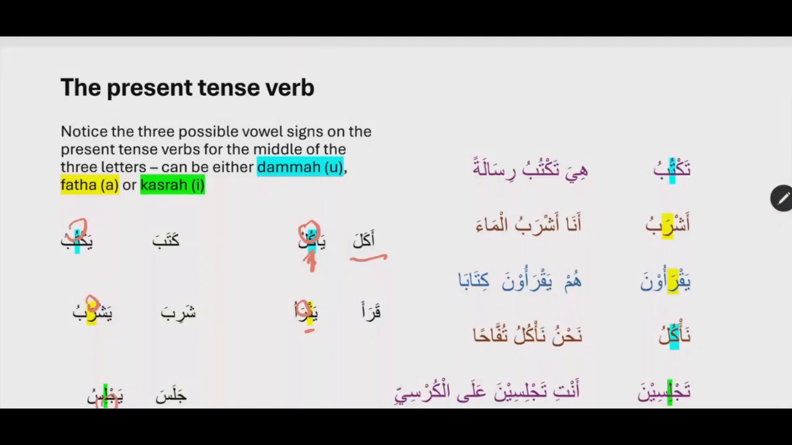You have to learn it with the word itself, because these, like kasara, akala, kataba, they all look the same in their past tense, but when you change it to the present tense, you can have yaktubu or yashrabu or yajlisu. These are the important differentiators between some of these verbs in the first form that you just need to be aware of, because we'll be using this concept in another lesson to follow. Okay, let me stop there.